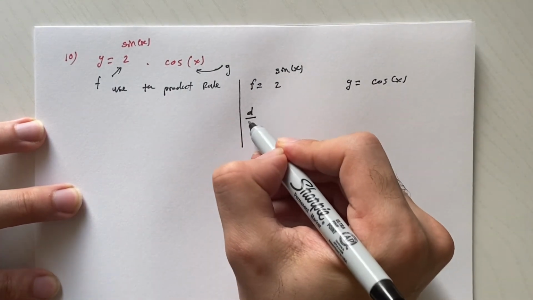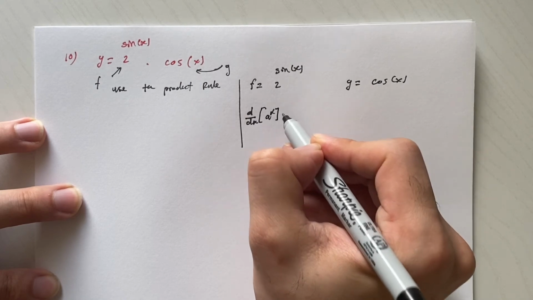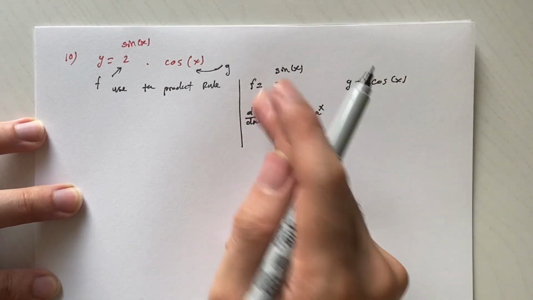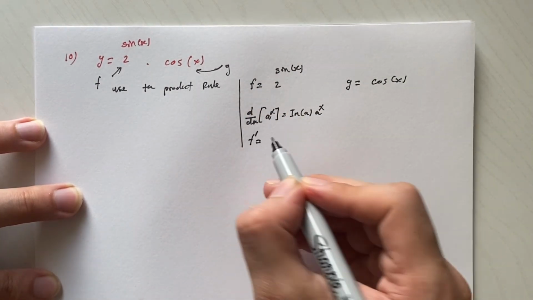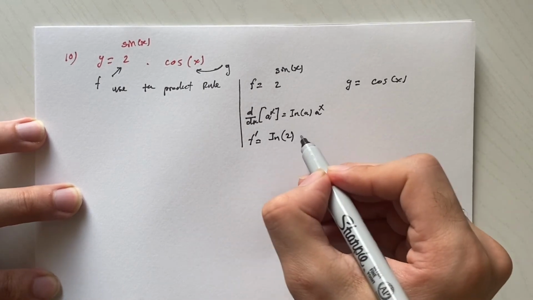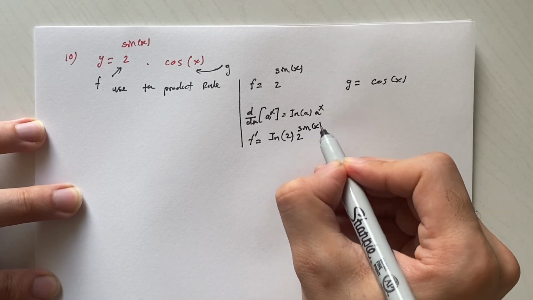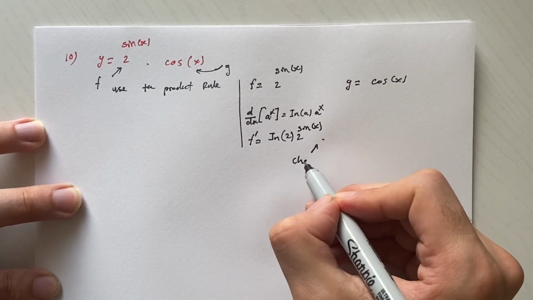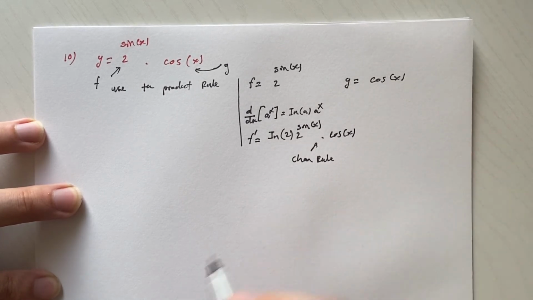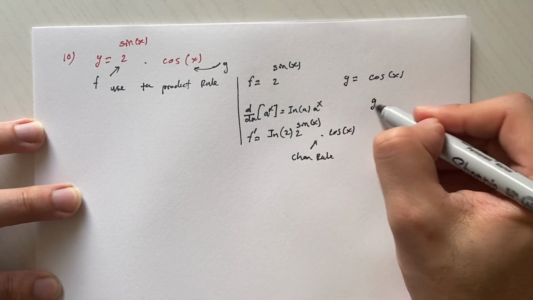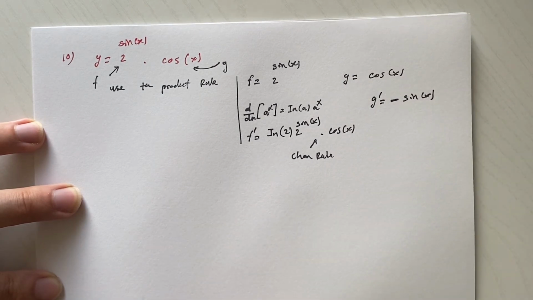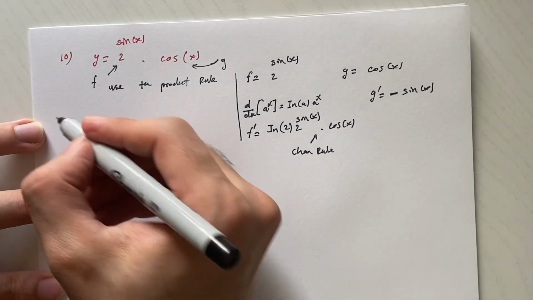Now we want to differentiate this 2 to the sine of x. We're going to use the chain rule here, but remember the derivative of a to the x is natural log of a multiplied by a to the x. The derivative is going to be natural log of 2 multiplied by 2 to the sine of x, and then the derivative of the inside, so the derivative of sine of x is cosine of x. Now the derivative of g is negative sine of x.